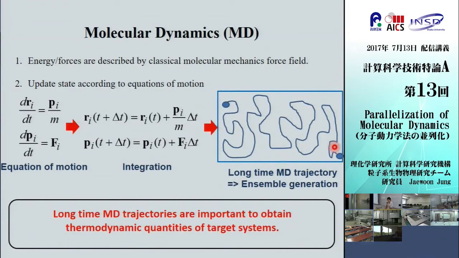And these MD trajectories can be used to generate the ensemble. And this ensemble is used to find many thermodynamic quantities like free energy, entropy, enthalpy, and so on. So, in fact, these long-time MD trajectories are very important to obtain thermodynamic quantities of a target system. If you want a reliable free energy calculation, you should run MD for at least tens of nanoseconds to microseconds or even milliseconds.